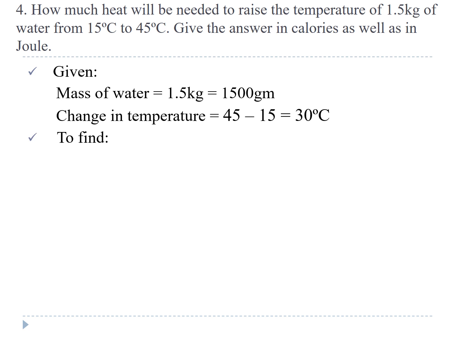To find, now here the numerical starts by saying how much heat. So we know that heat required is question mark. Now again here I've written full sentences, you can use letters here. Mass of water will be M, change in temperature will be delta T, heat required is Q. Formula: Q is equal to M into T.